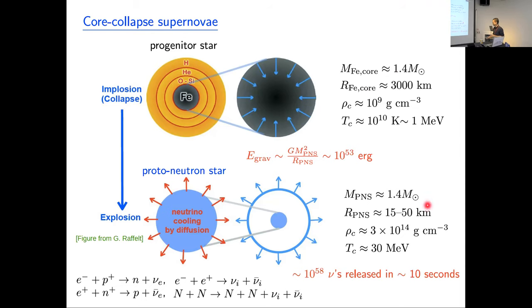So you can estimate how much gravitational energy should have been converted into other types of energy. That gives you something like 10^53 ergs, shown in the middle of the plot. Those energies will eventually be mostly carried away by roughly 10^58 neutrinos on a time scale of 10 seconds. Those neutrinos are produced by all the different processes shown in the bottom left of the slide.